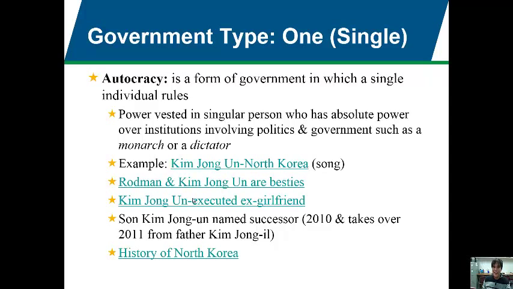I have a number of links here if you want to follow them. A lot of them are actually really funny. There's a Kim Jong-un song. There's Dennis Rodman and Kim Jong-un. They're apparently best friends.